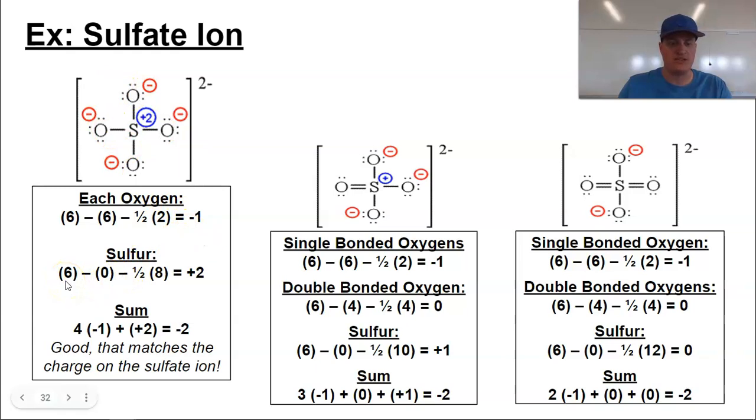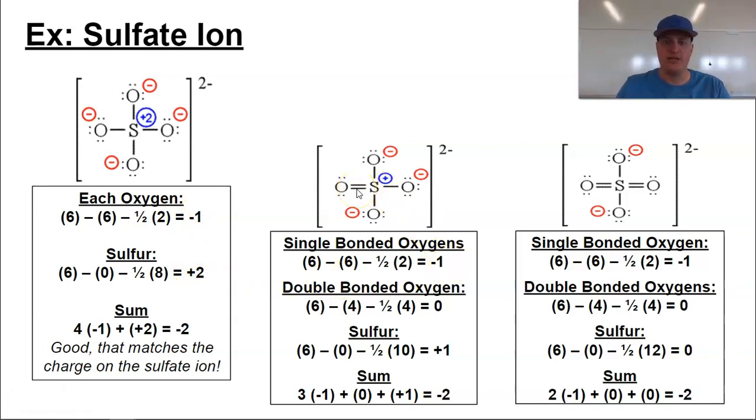Sulfur comes with 6. It has no lone pairs of electrons. And it has 8 bonded electrons, so half of that, we do our math, we get +2. Now, when we add it all up, it's good. It matches the charge of the sulfate ion. So this is a possibility. However, you see the negative is on oxygen, but we have non-zeros, right? We want to have as many zeros as possible. So let's look at the next possibility.